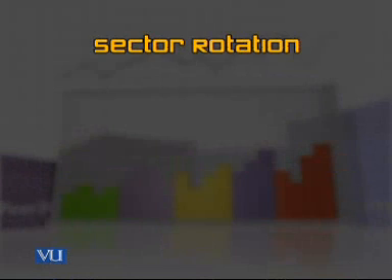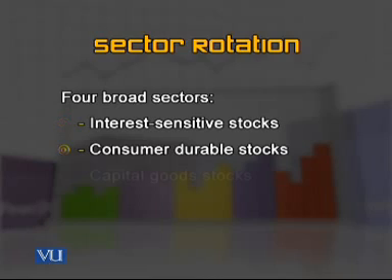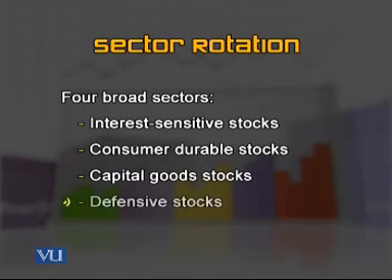At any one given time, not all sectors will perform badly or not all sectors will perform well. Some sectors are outperforming the other sectors. So generally speaking, you'll be putting in sectors, and we would maybe talk about four sectors broadly, which would include interest-sensitive stocks, consumer durable stocks, capital goods stocks, and defensive stocks. These would be the four broad categories of stocks.